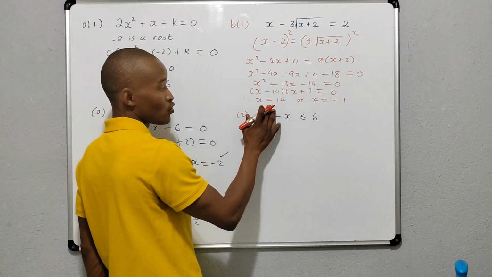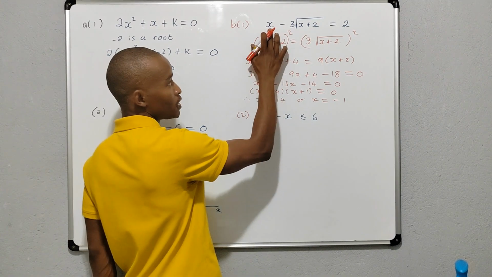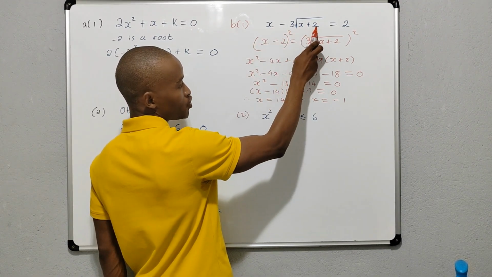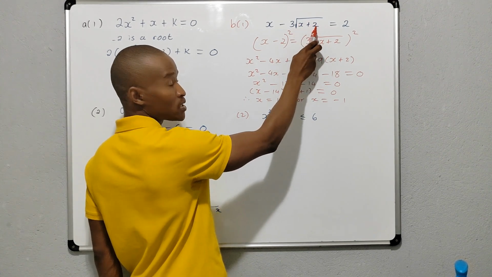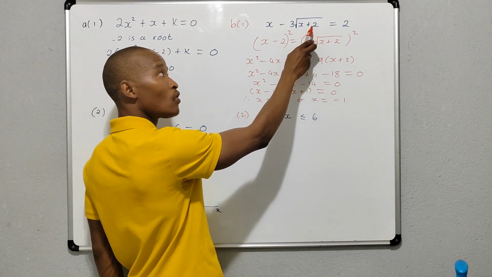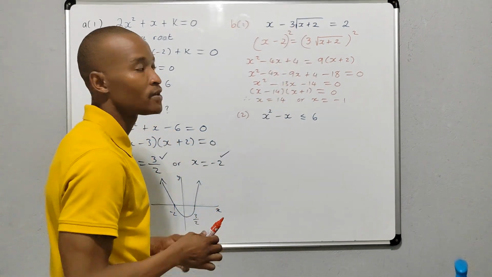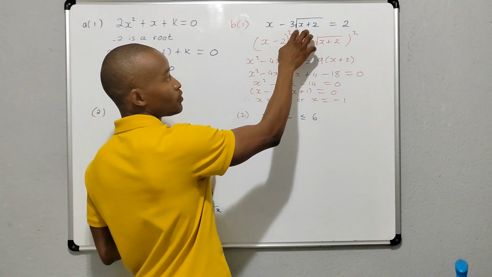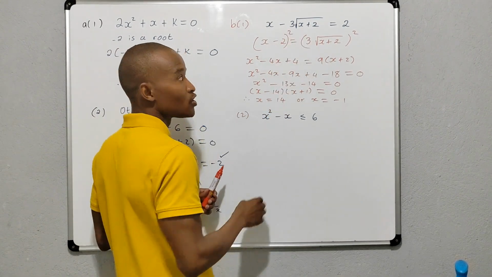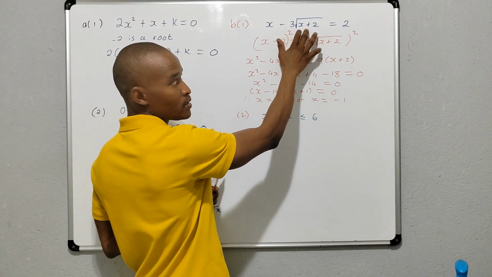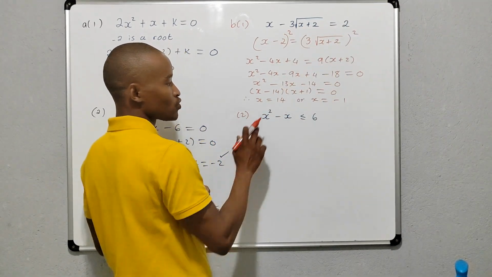But actually let us go back and test. If you put 14 here and 14 there, what do we have? We're going to have 14 plus 2, that is 16. Square root of 16 is 4, and 4 times negative 3 is negative 12. So 14 minus 12 is 2. Good. So this one works.